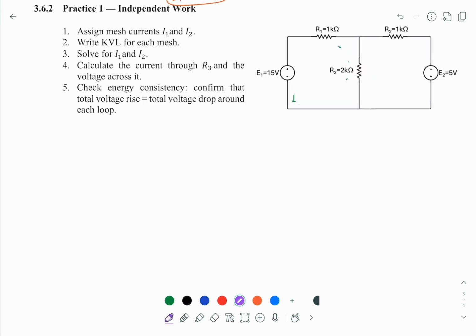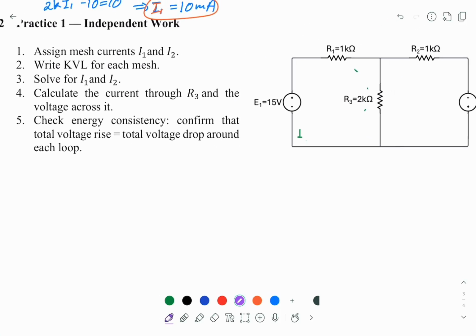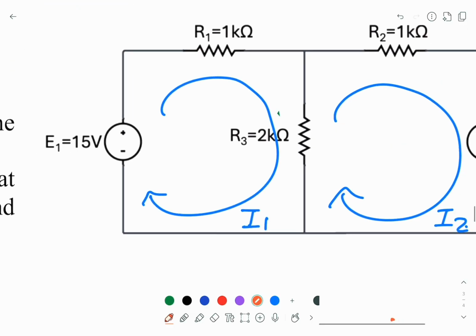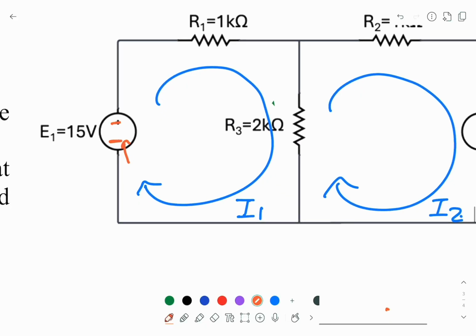As a practice, let's apply mesh analysis on this question. We follow the procedure. Number 1, assign mesh currents I1 and I2. So this is number 1, I1, I2. Number 2, write the KVL for each mesh. Again, I1 passes through E1 from the negative side. So this is negative 15.